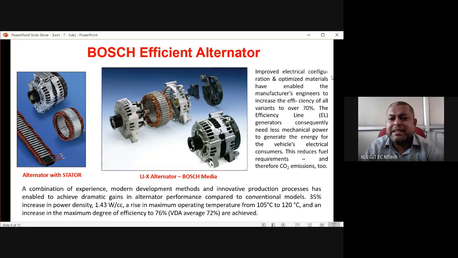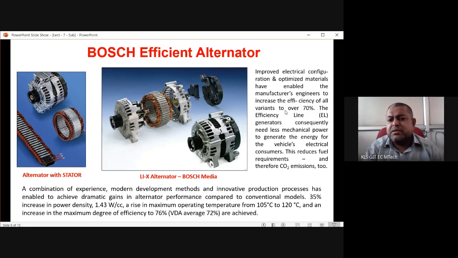These are the details. Improved electrical configuration and optimized materials have enabled engineers to increase the efficiency beyond 70%. Very big thing. Remember the term efficiency line or EL generators. This is colloquial language used in the field of design. The full form of EL is efficiency line, meaning high efficiency, almost 76% or greater than 70%.